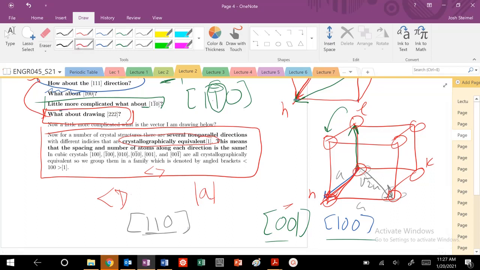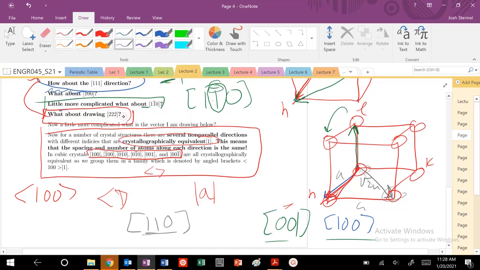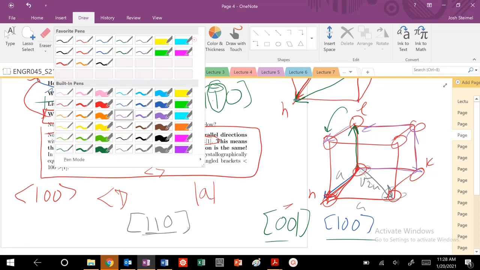So we can classify for 1, 0, 0 all of these different crystallographically equivalent directions. So we call this the family 〈1, 0, 0〉. Again, all of these are the same. So it could be, where's purple? And then we could go here as well. Any way we want, it could be here, it could be here, it could be here, you're starting to get the picture. So there are these 1, 0, 0 crystallographically equivalent directions.